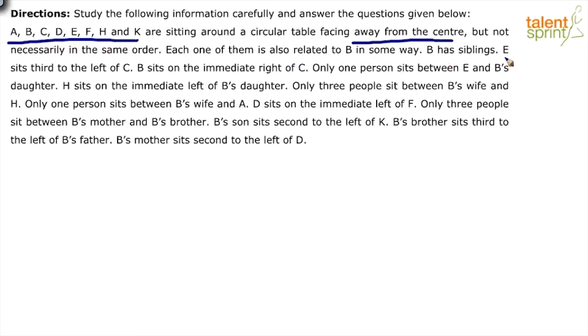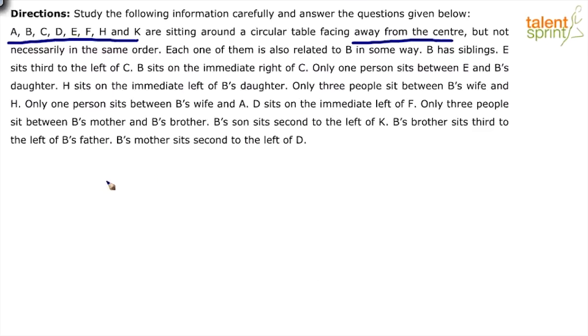And now the data starts. I mean, the real clues start. E sits third to the left of C. B is on the immediate right of C. Only one person sits between E and B's daughter. H sits on the immediate left of B's daughter, and so on. So, no point in reading all the statements here. That would only kill your time. All you need to do is start working on it immediately.